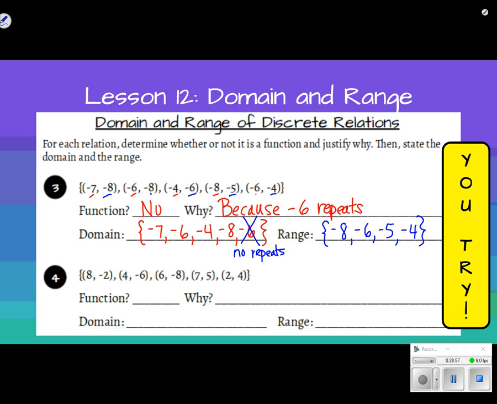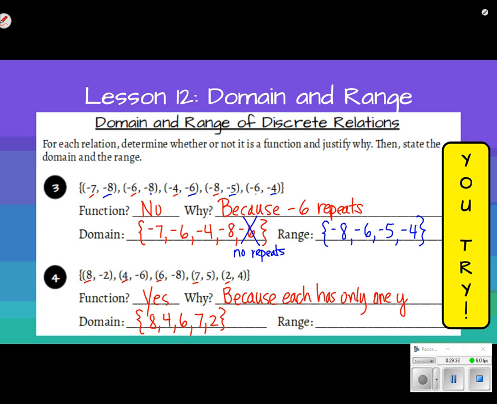All right, let's look at number 4. 8, 4, 6, 7, 2. No repeats, so it is a function because each x has only one y. One y. All right, let's get our domain in there. So we have 8, 4, 6, 7, 2. You got your commas. You got your curly braces.